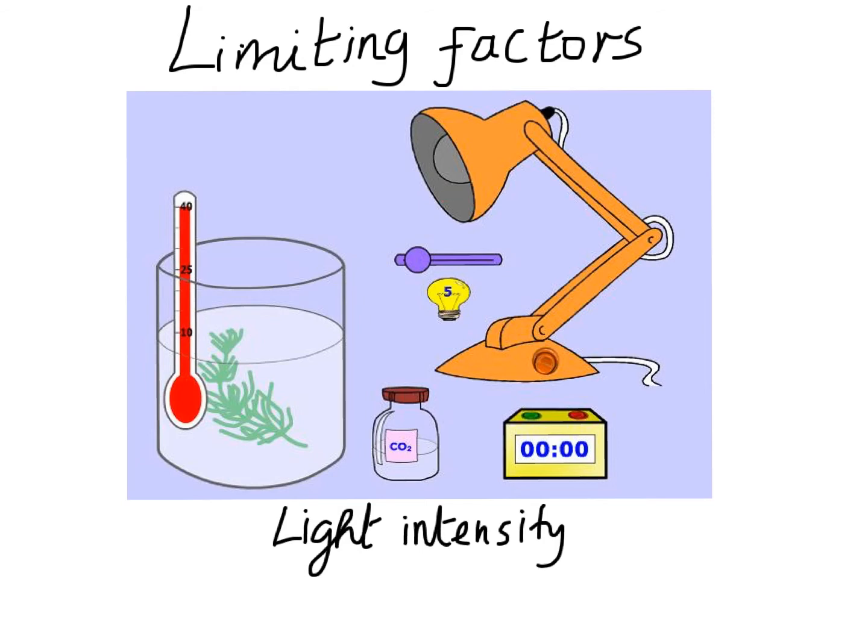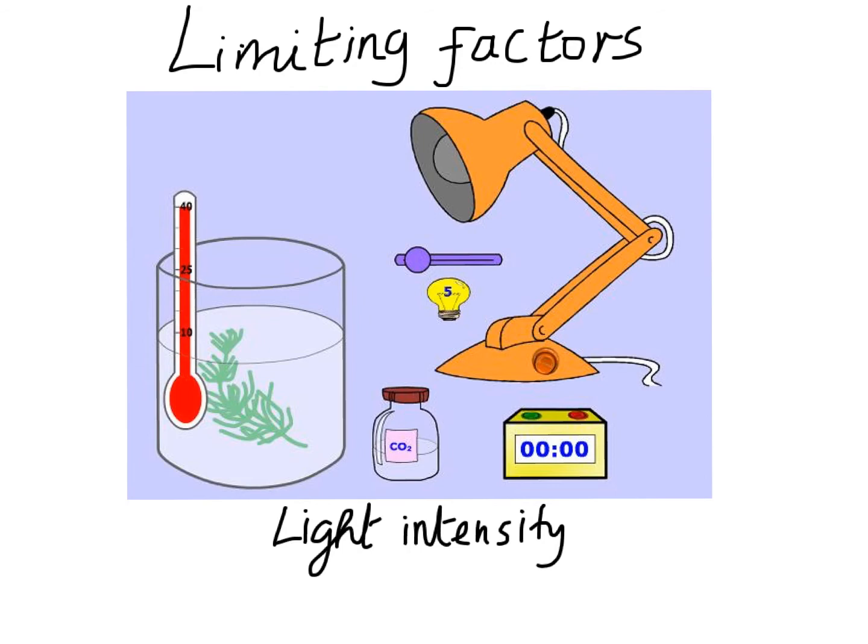As you can see, you have a desk lamp here. You have a plant which is known as Elodea. It is actually a weed which grows in ponds, commonly known as pond weed. And you have a thermometer to measure the temperature. You can adjust the temperature of the water here. That will affect the temperature at which the photosynthesis takes place.